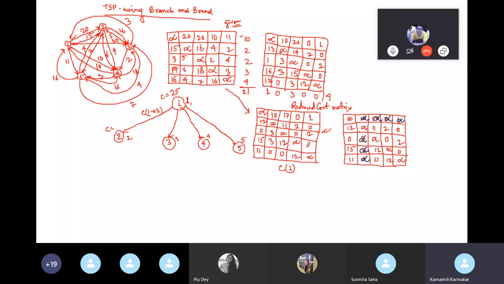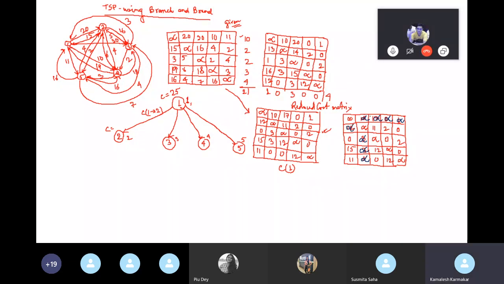If we try to reduce it, in the first row we have nothing to do. In the second row, the minimum value is 0, so there is no reduction. Oh, sorry, we have missed one part. As we are moving from vertex 1 to vertex 2, in the reverse direction, vertex 2 to vertex 1, this value will again be marked as infinite.